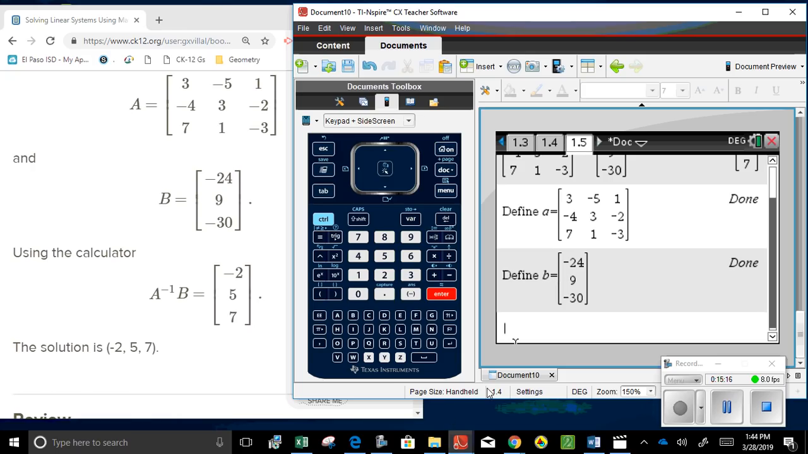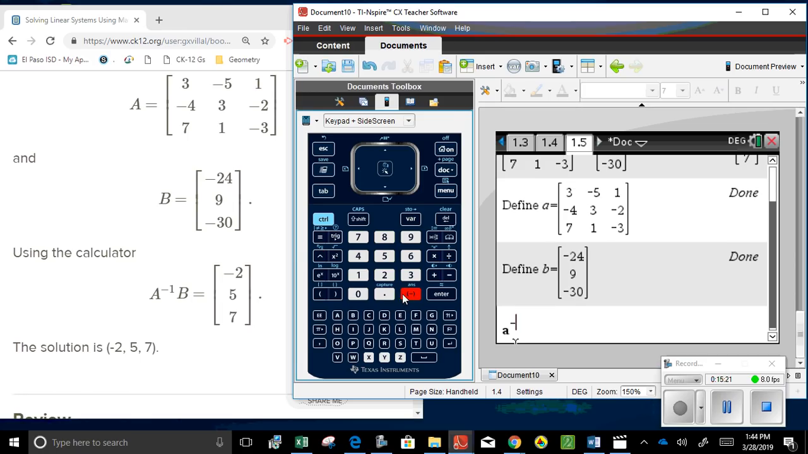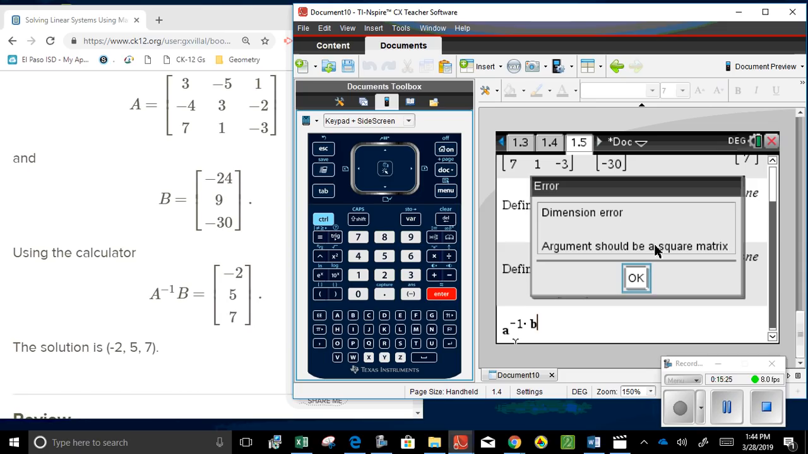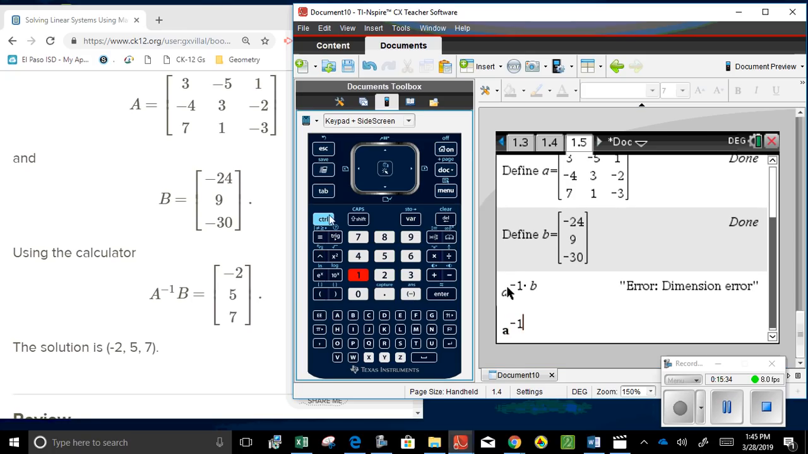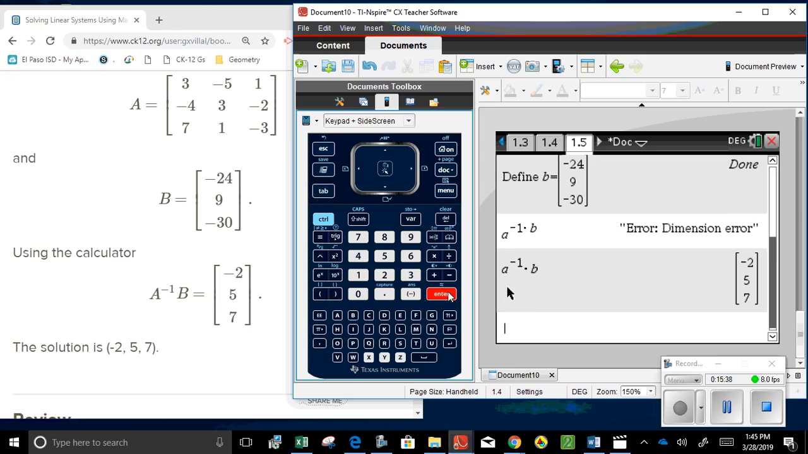Now I want to do something with A and B. I want to write A to the power of -1 times B. Press enter. Oh, wait a minute. Look at that. I forgot to press tab. What did I tell you? A to the power of -1. Press tab. Then press B. It'll do it by itself. Some computers won't. This one does. And so that matches what they did in the lesson over here. Thank you.